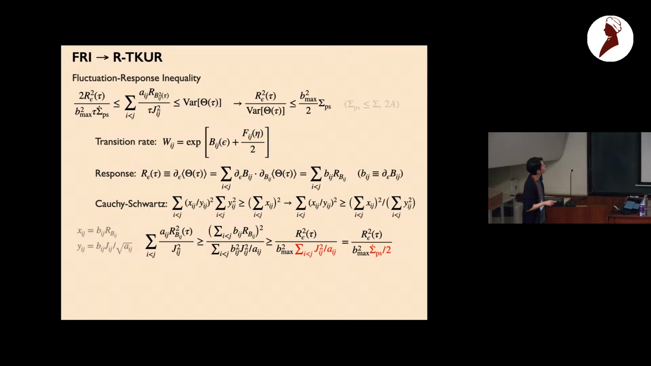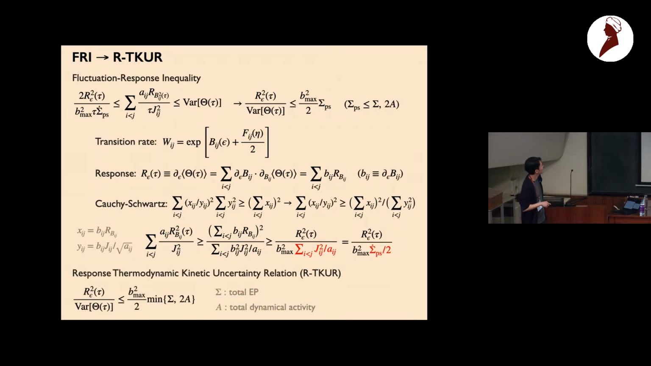And one more piece of information here. The pseudo entropy production is always smaller than the total entropy production and 2 times the total dynamical activity. So finally, we have this response thermodynamic kinetic uncertainty relation. So we now have this inequality.